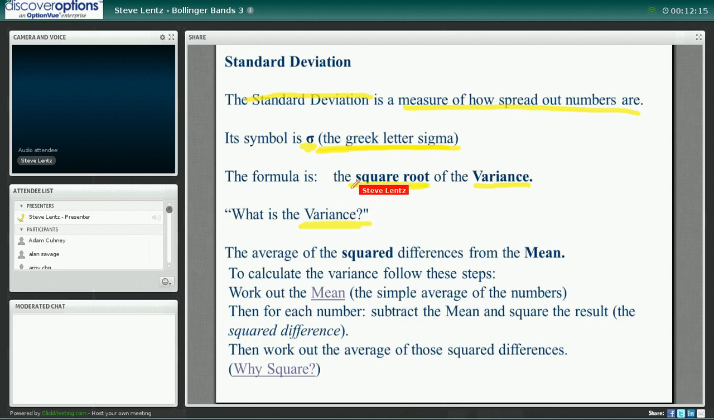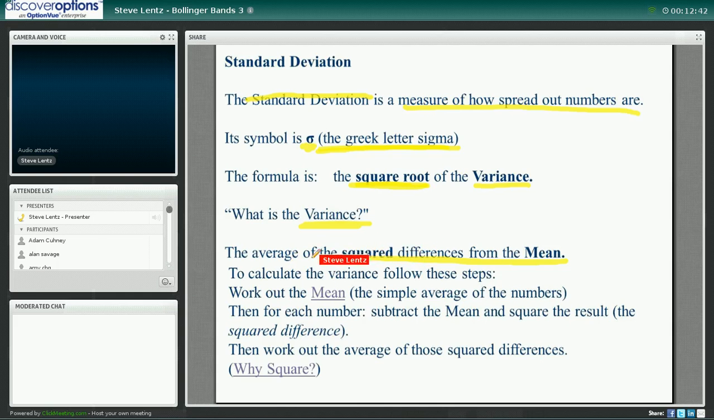What is the variance? It's the square root of the variance. What is the variance? All right, it's the average of the squared differences from the mean. Now, I'm going to walk you through this using a small population of canines, and we're going to explore why in the world we even use squares and square roots.